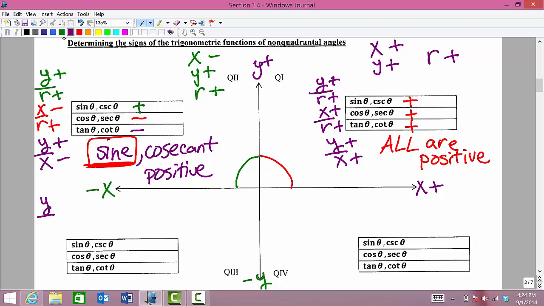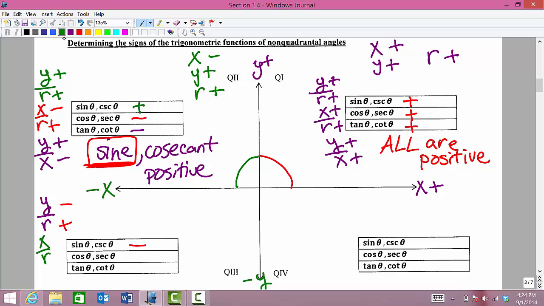So sine is y over r. Remember that r is always positive. So y is negative, r is positive. So that tells me that sine will always be negative, because a negative divided by a positive is negative, and so will its reciprocal. So sine and cosecant will both be negative in quadrant 3.